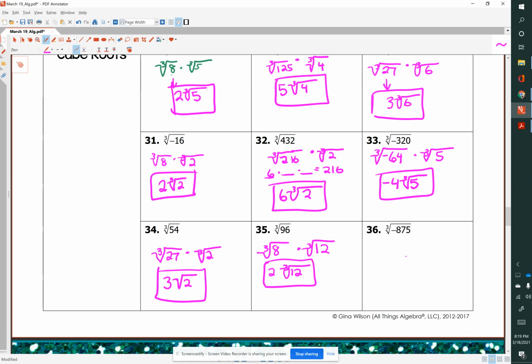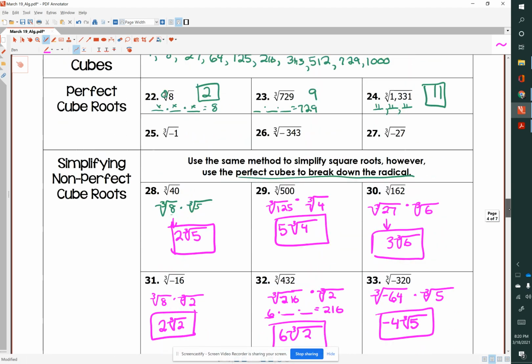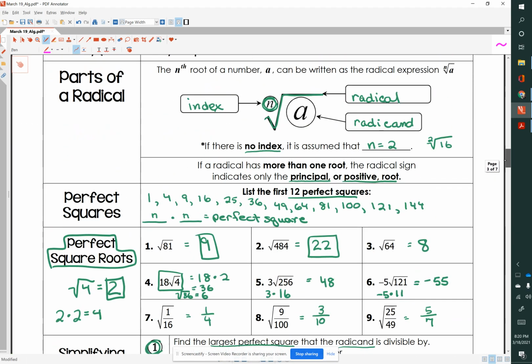And finally, number 36, negative 875, we can think of that as negative 125 times 7. And we can pull out the 125 because the cube root of negative 125 is negative 5. So it would be negative 5 times the cube root of 7. So that's the last problem. They take a little bit of getting used to. Don't do them tired like I do.